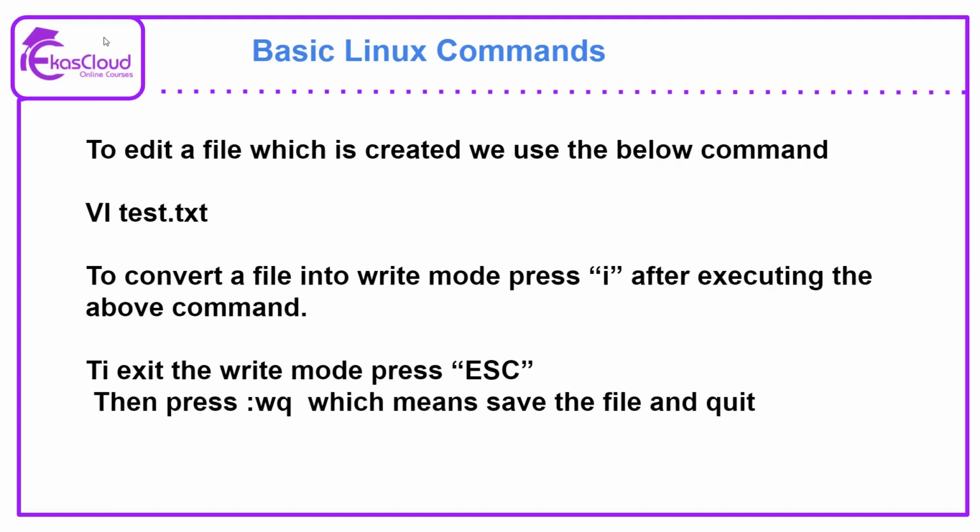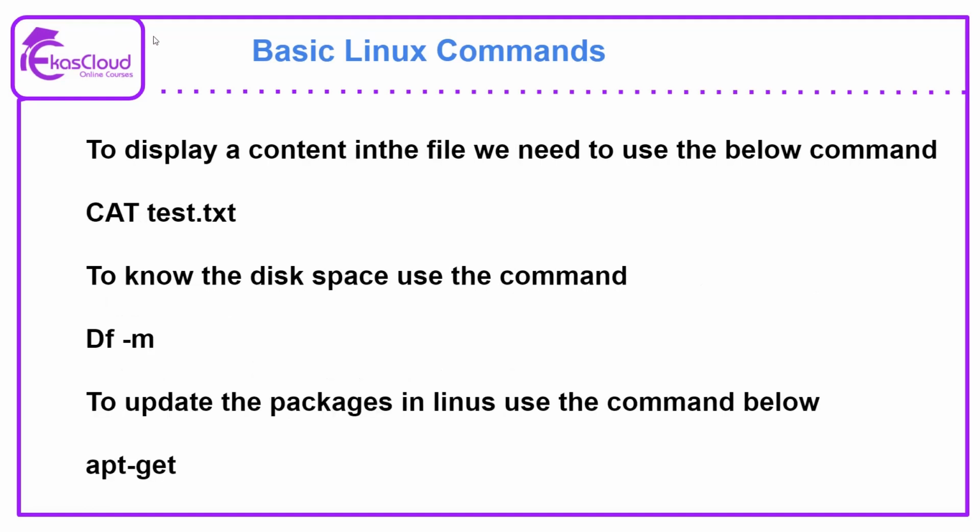Once you open the text file, you want to convert the file into write mode. You have to press I, which will give you the option to edit the file. Once whatever changes we have done, press escape, then you have to press colon wq, which will write the file and quit. To display the content in the file, we need to use the command cat file name .txt. In order to identify the disk space, you have to type the command df -m.